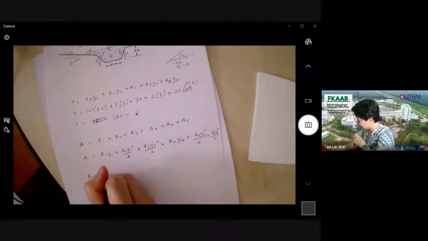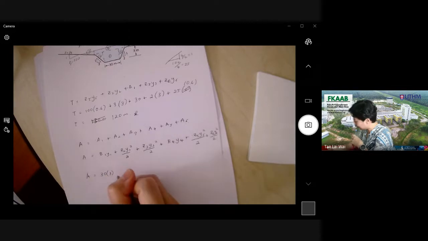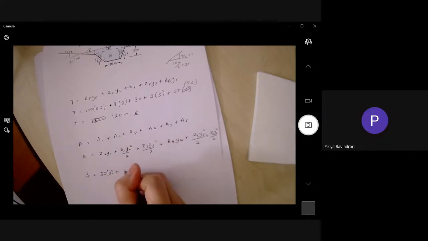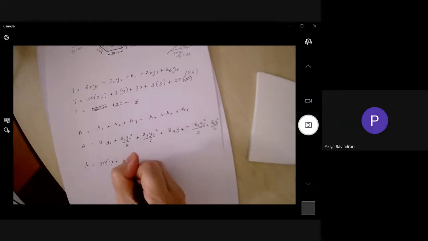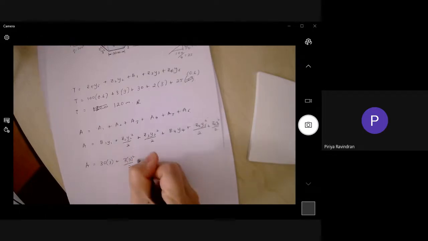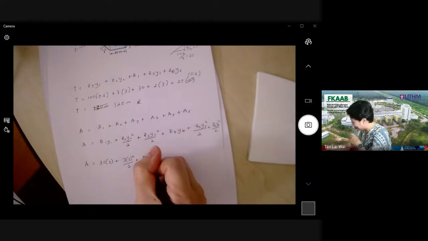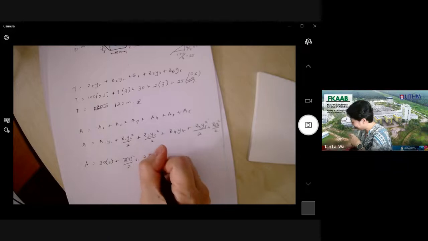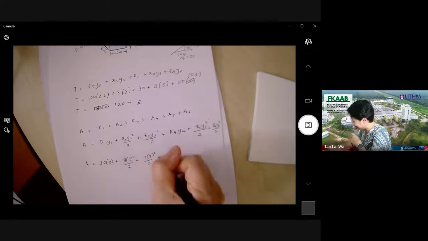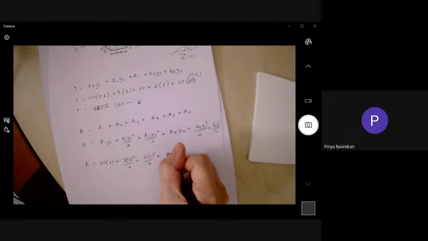So, Priya, help me continue. So, I need this. 30 times 3. Okay, yes. Got it. Then half times 3 square. I just follow your number. I don't know whether it's half correct. 2 times 3 square, okay, 2, 3 squared over 2. Now, your B4 will be?